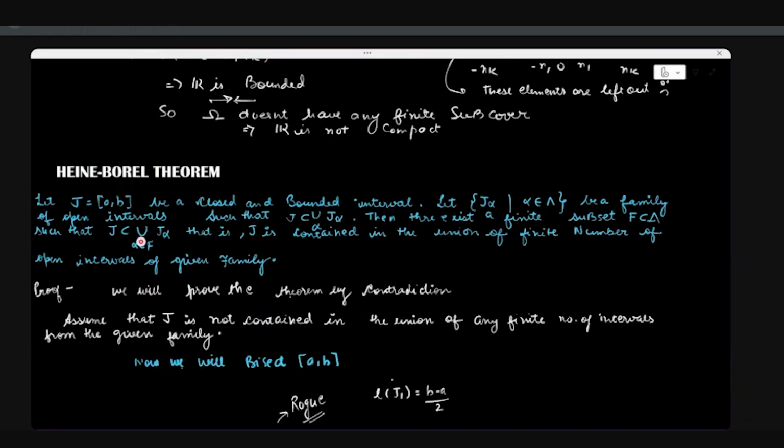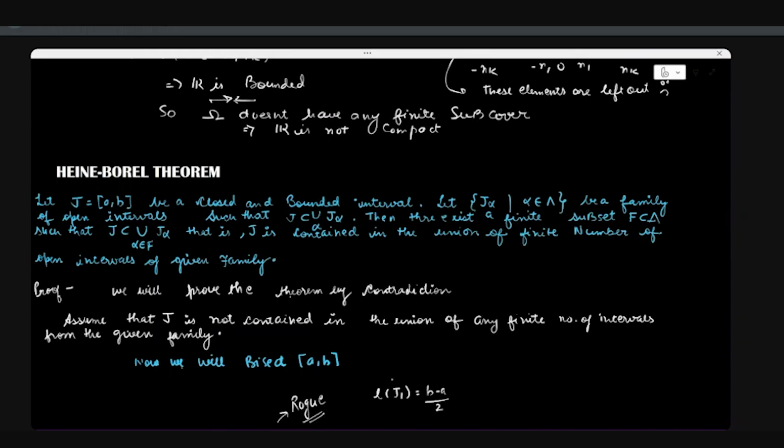Let me read it once. Let J be a closed and bounded interval, and let J alpha be any family of open intervals such that J is contained in the union of the J alpha. It essentially means this family is acting as an open cover for J. Then there exists a finite subset F of lambda such that J is contained in the union of J alpha for alpha in F. It means that for this open cover, we are able to find a finite subcover. This essentially means that this interval J is compact.